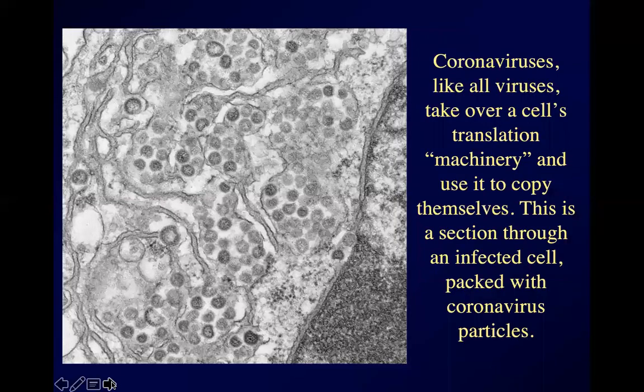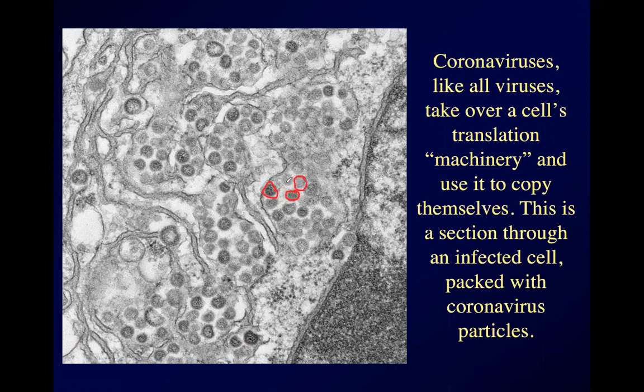There you've got a bunch of coronavirus particles in an infected cell. This is a very thin slice of a cell magnified hundreds of thousands of times through an electron microscope. And every one of these little circles that you're seeing right there is a new coronavirus.